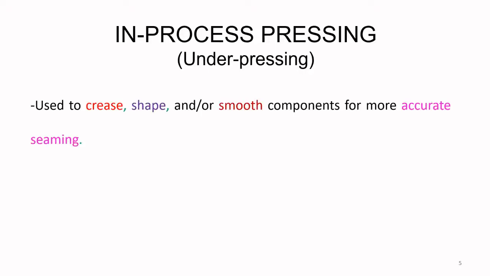Now in-process pressing, which is also called under pressing, is used to crease or to give a shape and or to smooth the components for more accurate seaming. Imagine there's a fabric which is crumpled. There are two pieces of fabrics which are crumpled and you're trying to stitch them. Obviously, the stitch quality is going to be seriously affected. And if you compare this case with another case where the two fabrics have been ironed very properly, and then you are stitching, then the stitch quality is going to be much better. So for accurate seaming, these fabrics or the garment parts should be creased or shaped or smoothed.